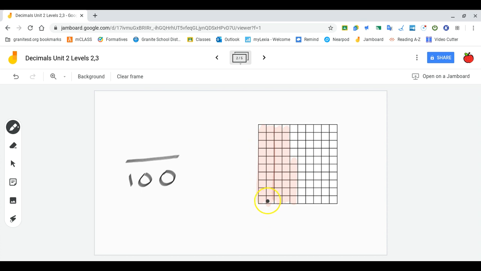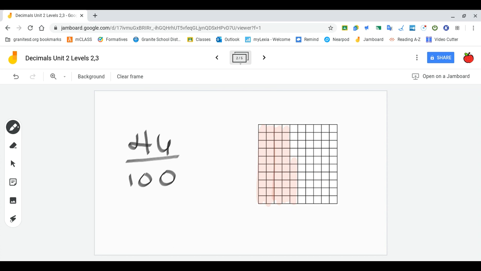So 10, this would be 20, 30. This gets me to 40, and then I need to stop skip counting because this next column is not completely filled in. When I get to the column that is not completely filled in, that's when I'm going to pick up where I left off skip counting, but I need to start counting by ones. So this was 40. This is 41, 42, 43, 44, 45, and 46 becomes my numerator.